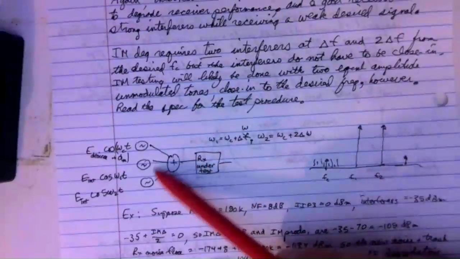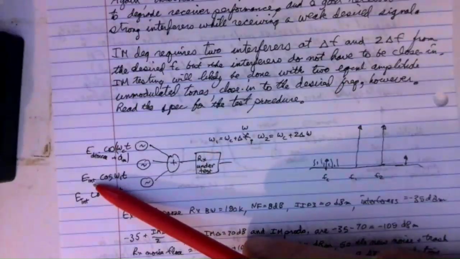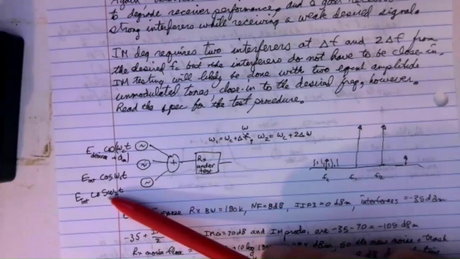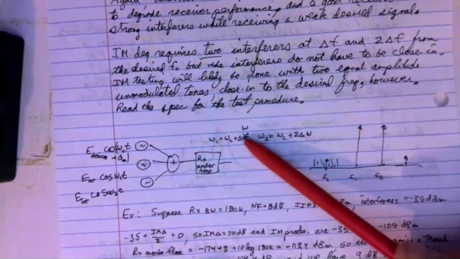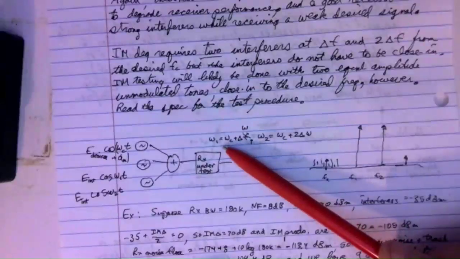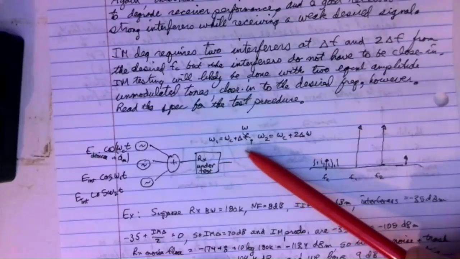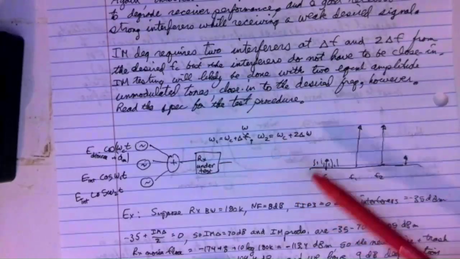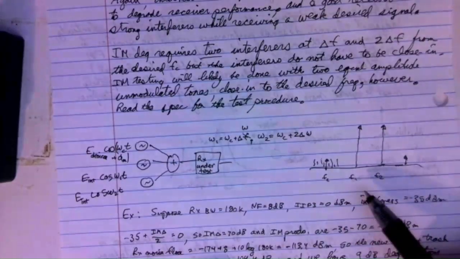And then we have two interferers here, probably equal amplitude. I show those as E int cosine omega 1 t and E int cosine omega 2 t, where here's your frequency relationships that you need to have here, where omega 1 is omega c plus delta omega, and omega 2 is omega c plus 2 delta omega. All right, so that would look like this in the frequency domain.